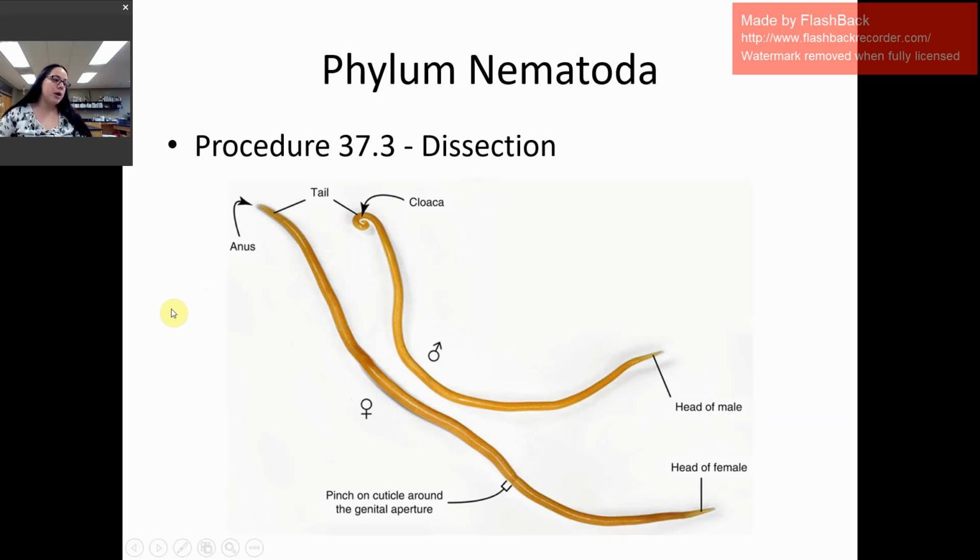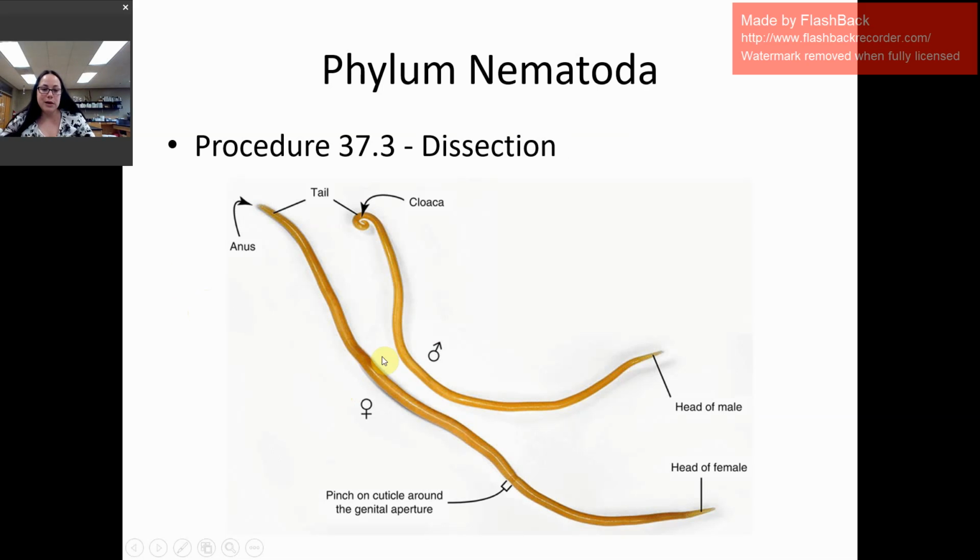We're going to move on to the next part. In the manual, they ask you to do a dissection of the roundworms that commonly affect our pets, or that can also affect us. Those are parasitic worms, and they like to live in the intestine. They are not hermaphrodite worms. They are either male or female, and they do sexual reproduction.